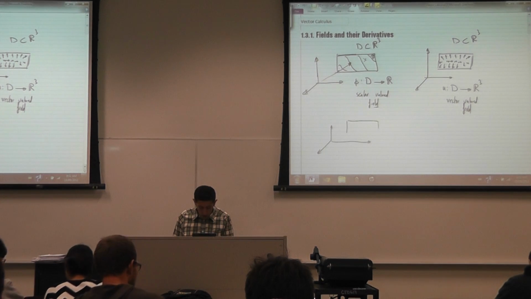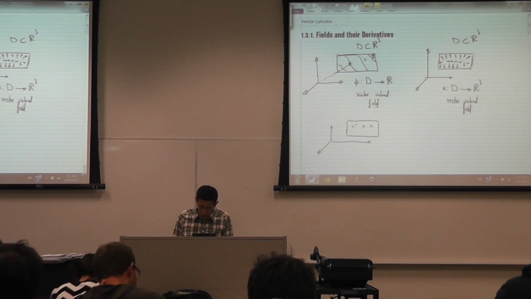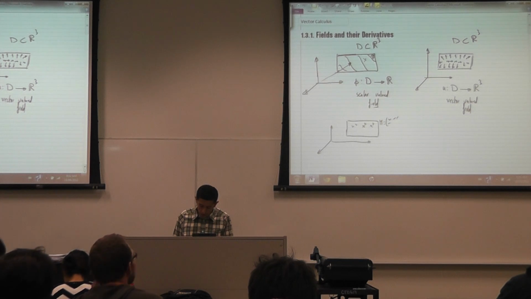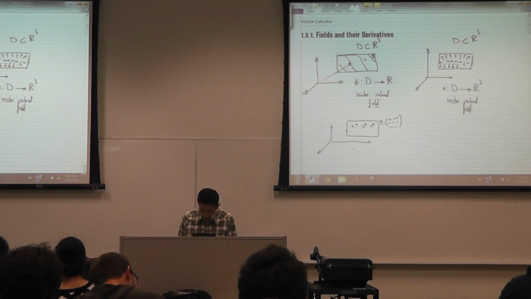For every point on my object, I can give you a matrix. The matrix here is different from the matrix here. So the matrix depends on the point. And I can have a map from every point that gives me a matrix.